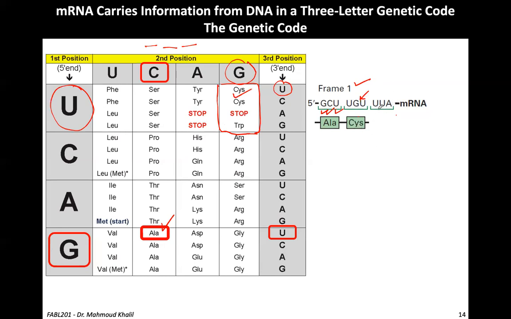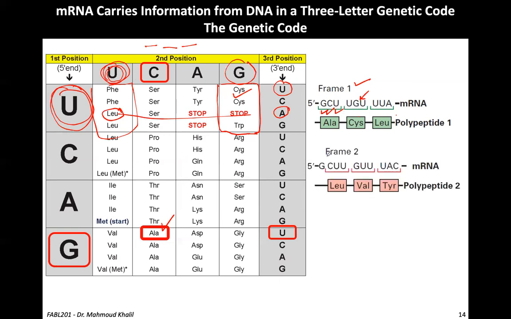If you go for UUA, you have U, U, so now we are working in that box, then A, so it is leucine. As you can see, translation of the messenger RNA based on this codon table gives rise to this polypeptide. And that's frame 1 of translation.